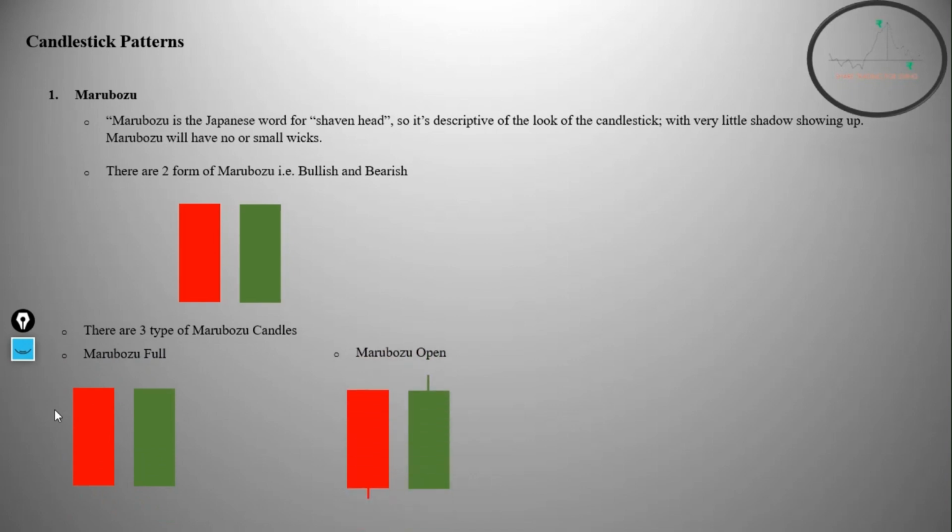The other is Marubozu open. Marubozu open is nothing but open is equal to low for a green candle and open is equal to high for a red candle.